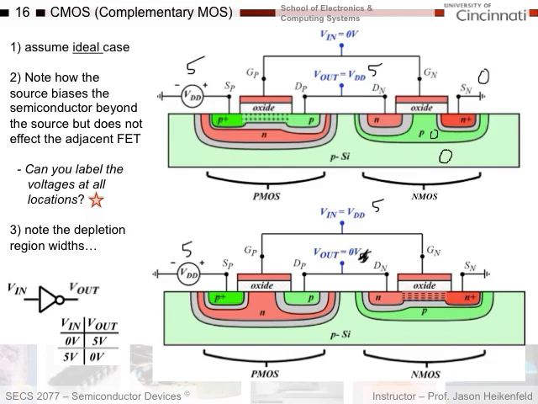Okay? So we're moving along here. Now I'll put a 0 here too. Let me draw a 0 in here. So I've got 0 in there. Okay? Now let's go over to the PMOS side of this device.